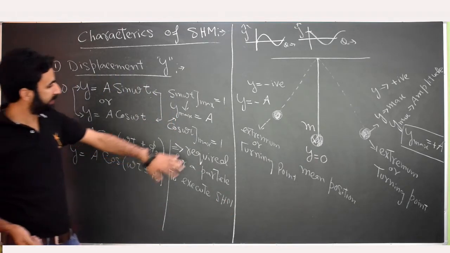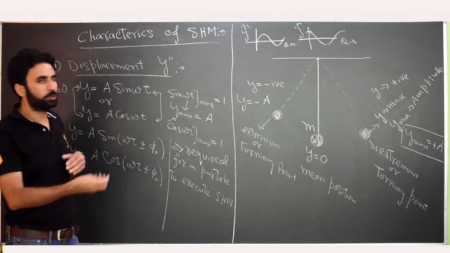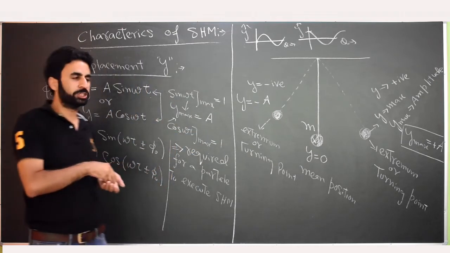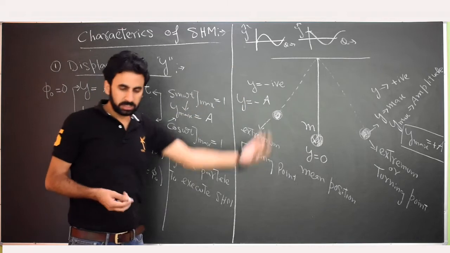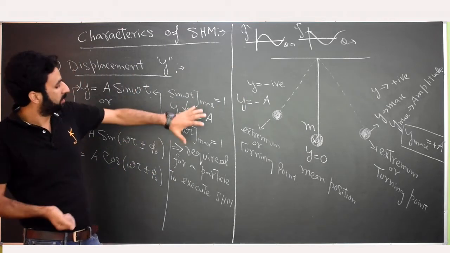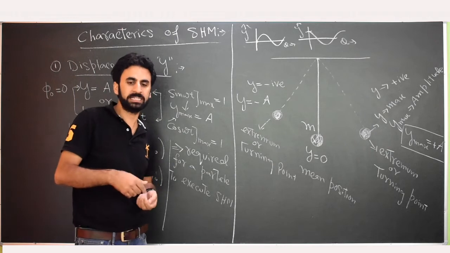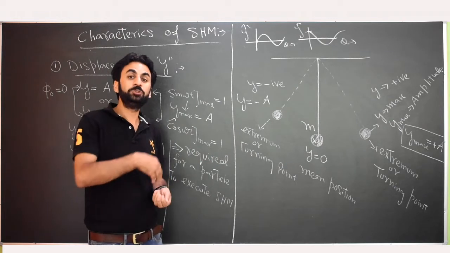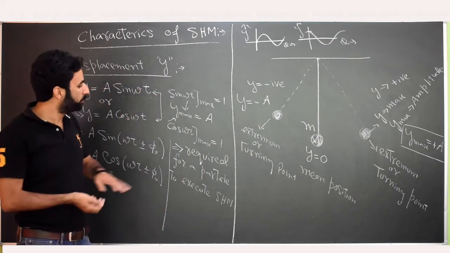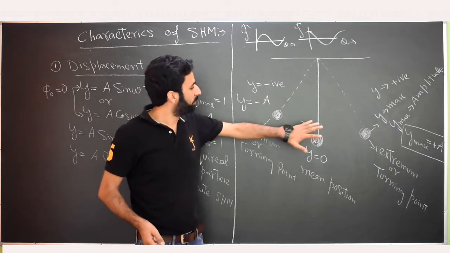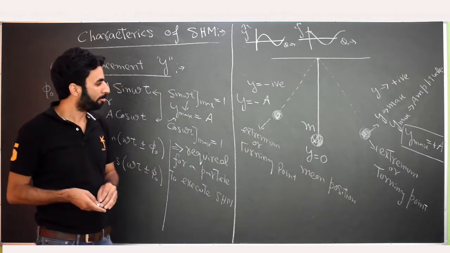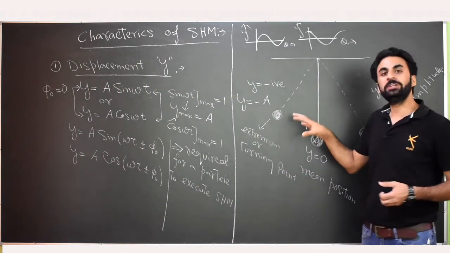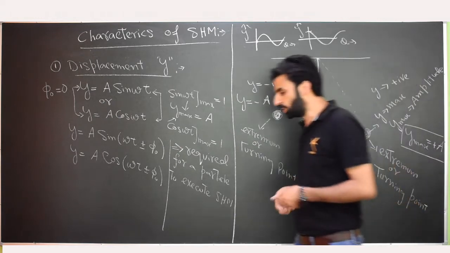We'll come to another type of definition, where we define simple harmonic motion on the basis of Hooke's law, where the restoring force is directly proportional to the displacement of the particle from its mean position and is directed opposite to it. We'll come to that. But before that, taking the example of a simple pendulum, what are the essential conditions which a particle should possess in order to execute simple harmonic motion?